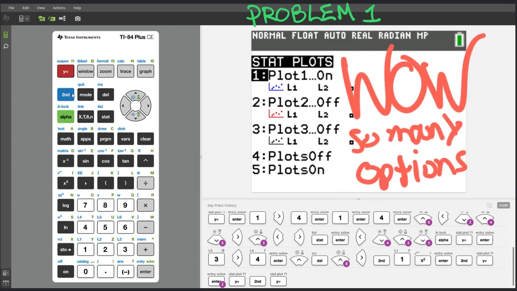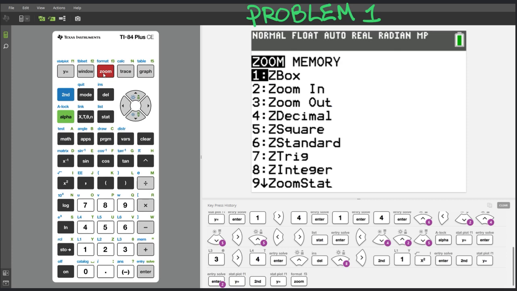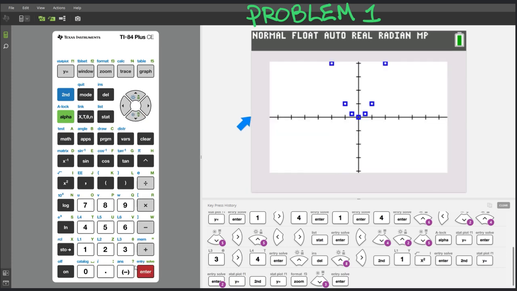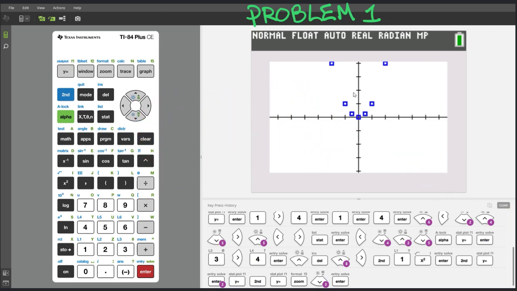And to see this data, the directions say use zoom decimal. So this is the first time we'll use that. So zoom and then go down to decimal, which is 4. So you could have pressed 4. And now we see our data. Hey, that's pretty cool. And remember in the stat plot options, you could change the color and the symbols and all that stuff.